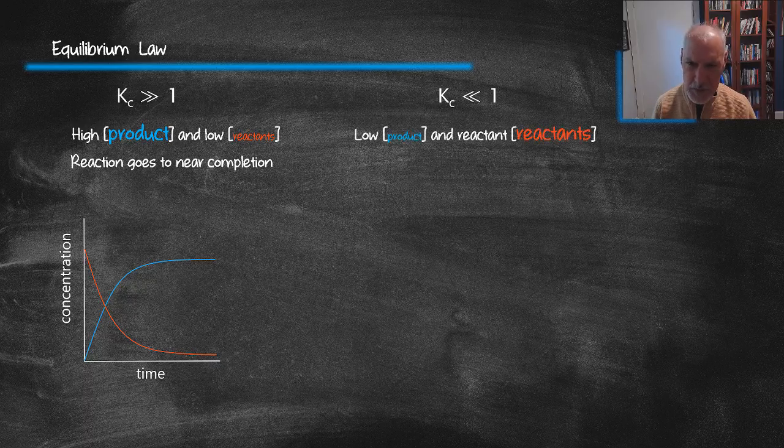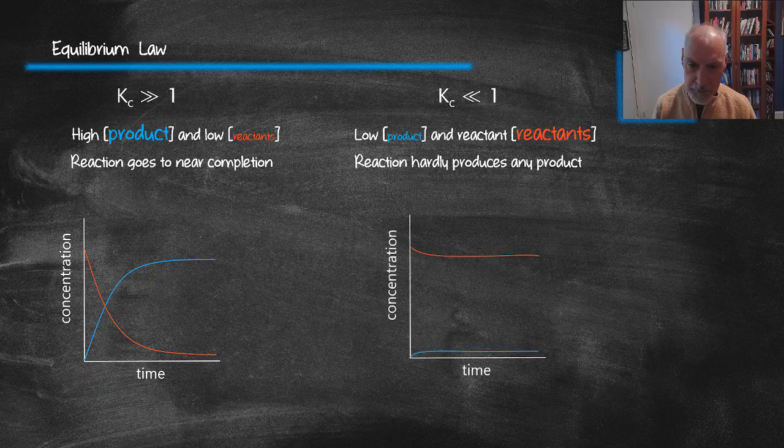When K is a very small number, we have very little product and a lot more reactants. In such situations, we say the reaction hardly produces any product, and graphically it would look as follows. Again, red is the reactants and blue the product.